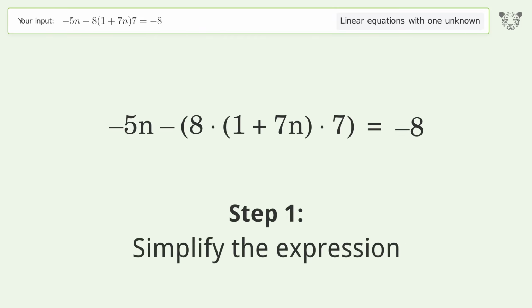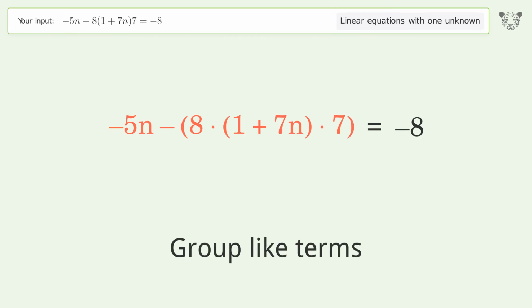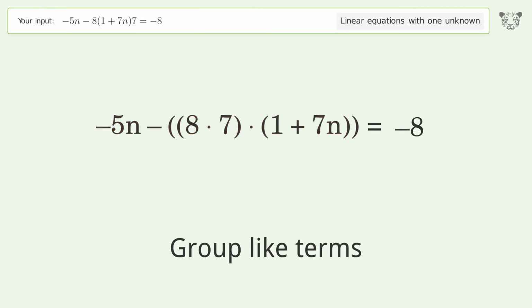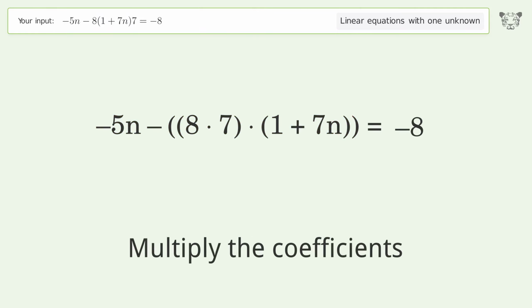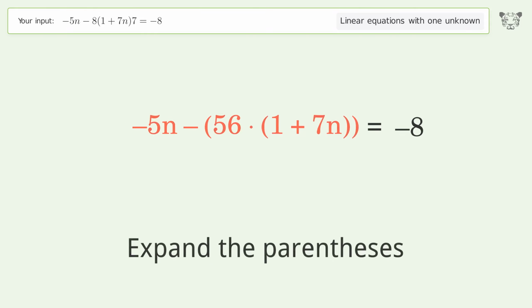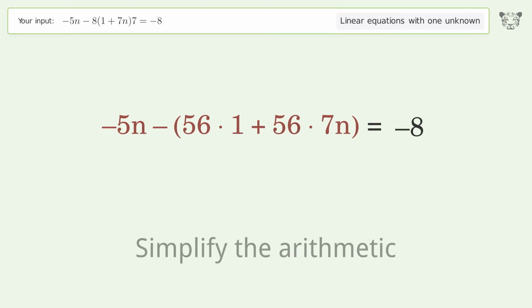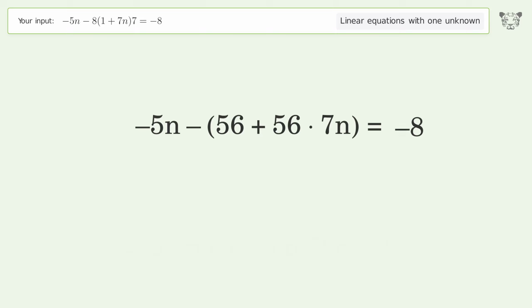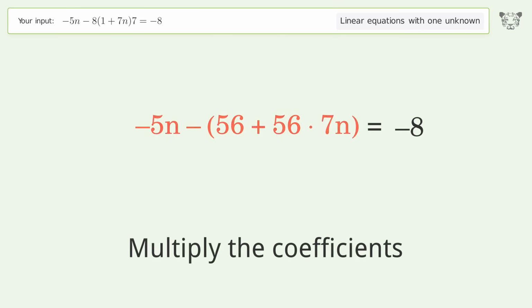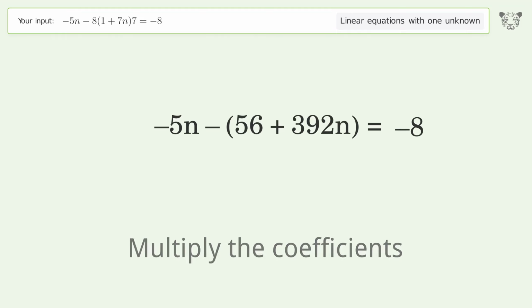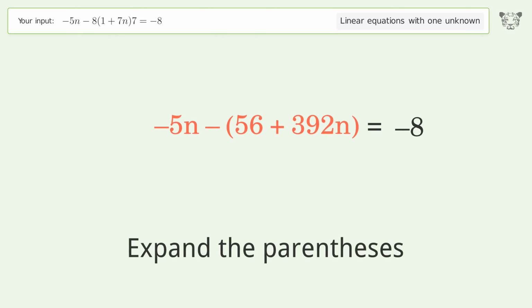Simplify the expression. Group like terms. Multiply the coefficients. Expand the parentheses. Simplify the arithmetic. Multiply the coefficients. Expand the parentheses.